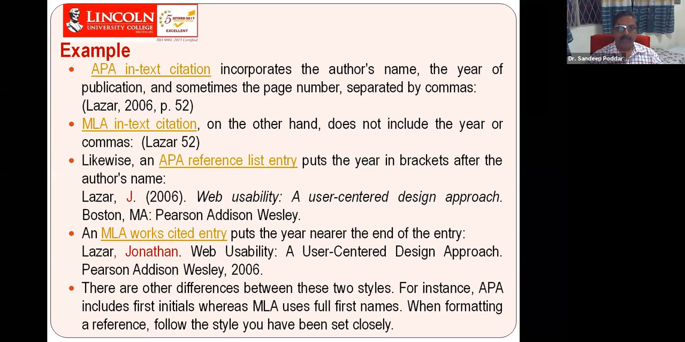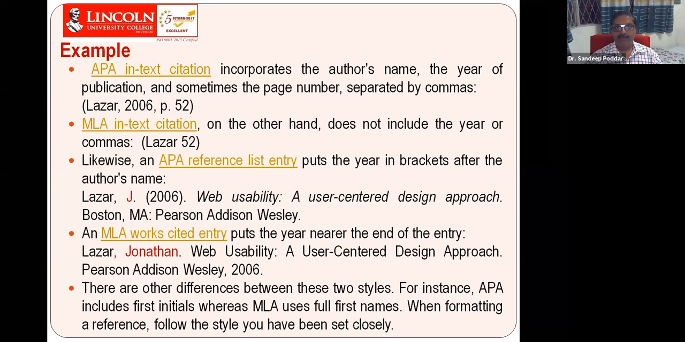You can see the APA style writes like Laser 2008, or Laser J 2006, but in MLA style they have to write the first name in full, Laser Jonathan. There are some small differences, but whichever style we follow, we have to follow it throughout the whole thesis or book. Now software is there, so we don't have to crack our heads, but still don't depend on software for everything.